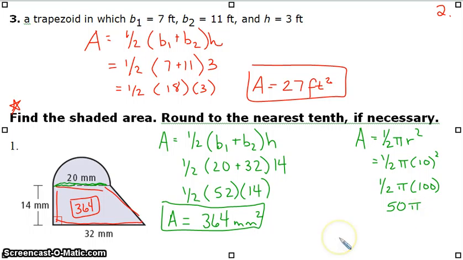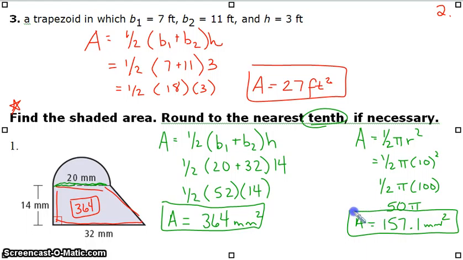All right, now if we are going to add these together, we definitely need to multiply this throughout by pi, because this is not in terms of pi. So in order to add them, we have to multiply this out, and we do get 157. It says round to the nearest tenth here, so 157.1. Okay, and again, this is going to be millimeters squared, same units of measure, which is nice. Okay, so we've got our two areas.